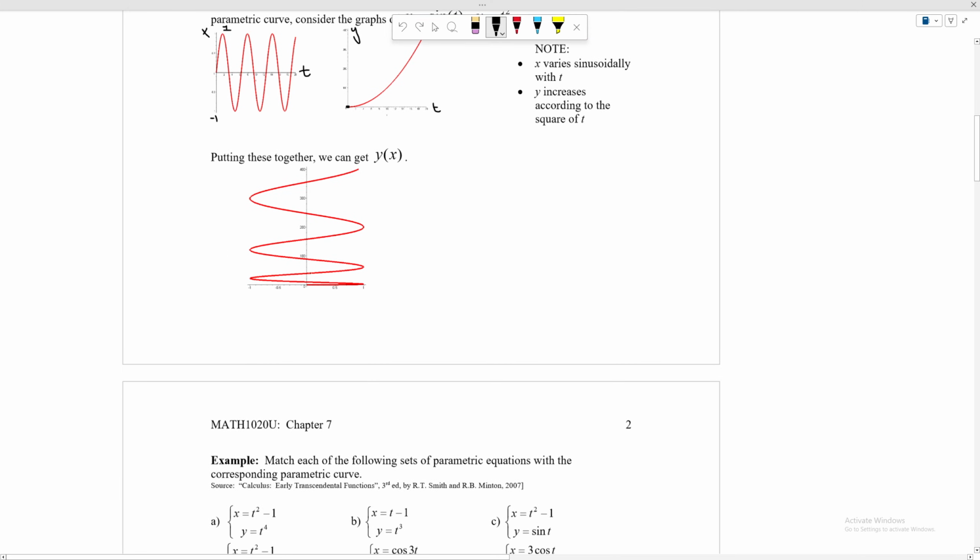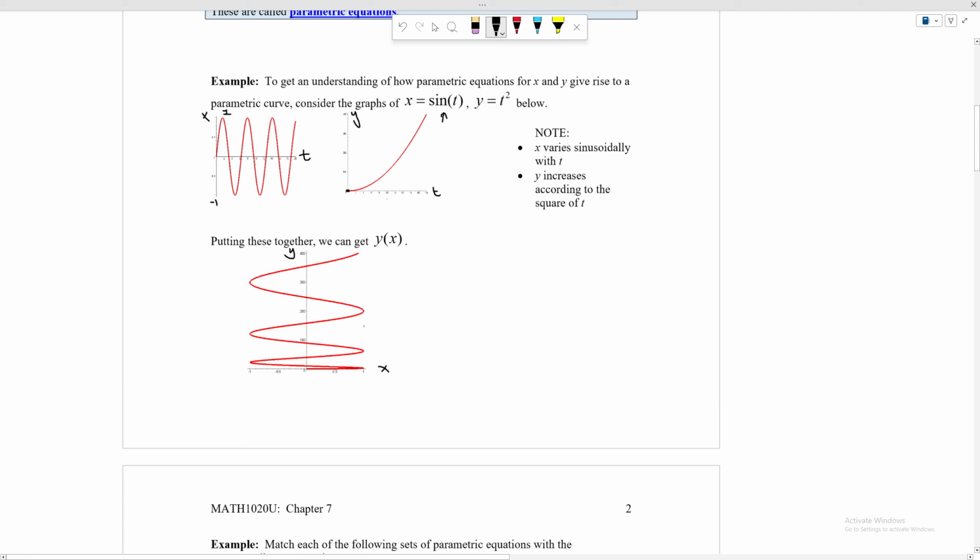And so if you combine them together, as you can see now, when you combine them, you have your y in terms of x, and so this is your y and this is your x like normally, except the only difference is that you see the range of x is the same range here.